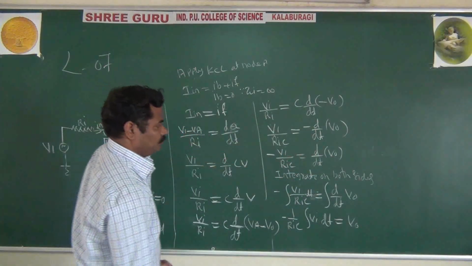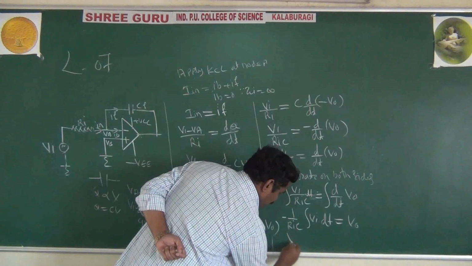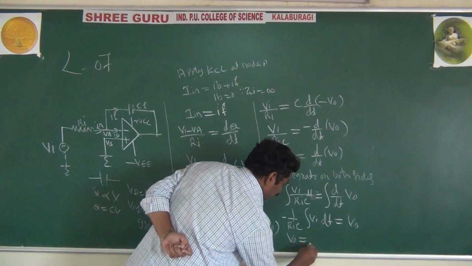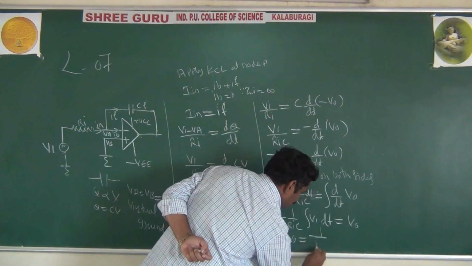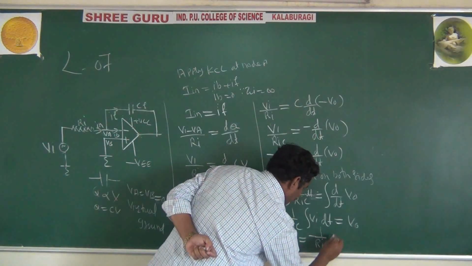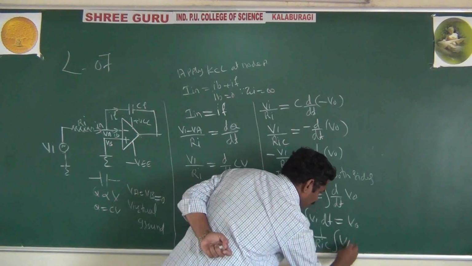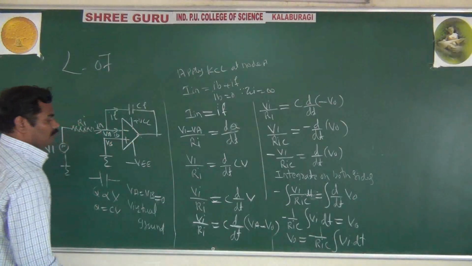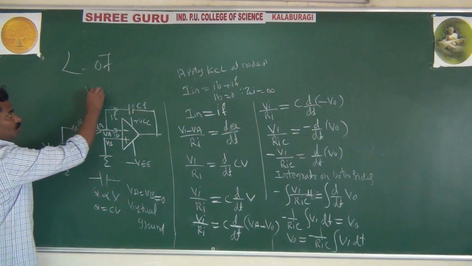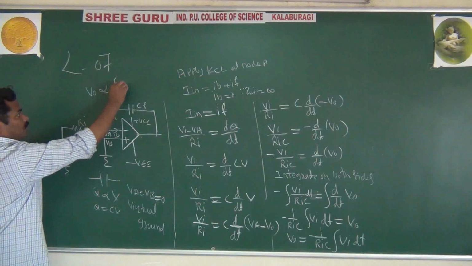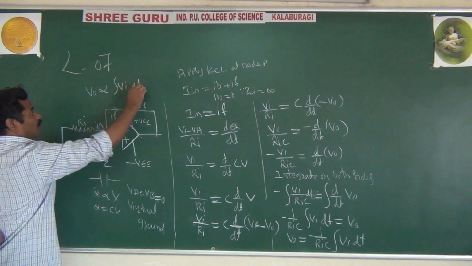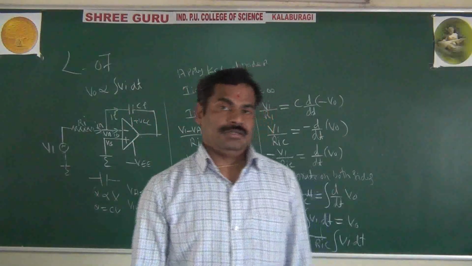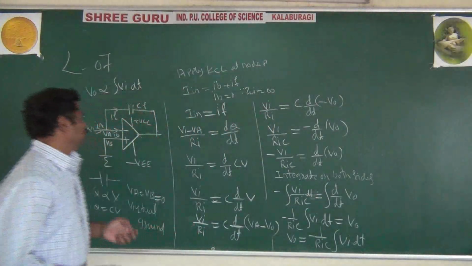Or you can write finally the V naught is equal to minus 1 by Ric into integration of Vi dt. Or you can write finally, as I said, the output voltage is proportional to the integration of the input. This is nothing but your integrator. Very simple, only the thing.